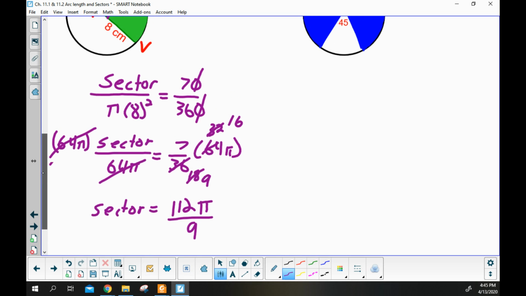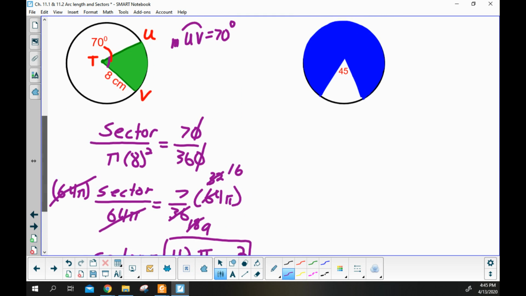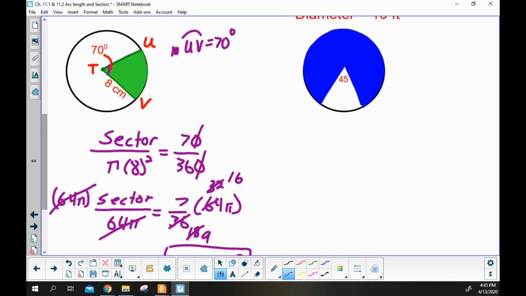And since we are dealing in centimeters, that would be centimeters squared. So there's my answer. Yeah, you're going to get fractions. Get used to them. Got to learn to love them. There are more fractions in the world than there are whole numbers.